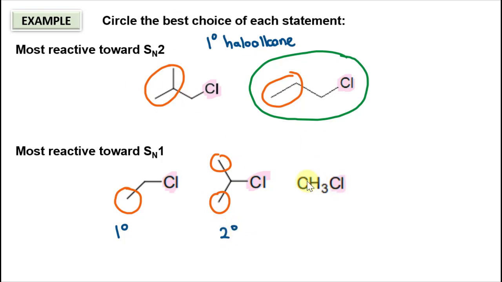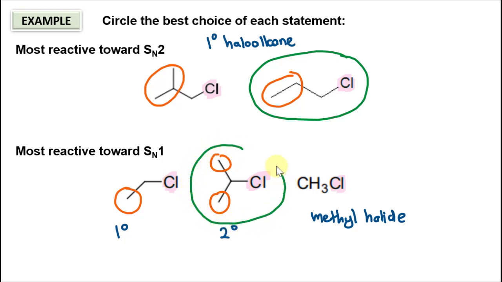And then here, this is the carbon bearing the halogen, and there is no alkyl group attached to it, so this one is the methyl halide. So we have a methyl halide, primary and secondary. The one that is most reactive towards SN1 will form the most stable carbocation among these three compounds, which is the secondary carbocation. So the secondary haloalkane here will give the most stable carbocation compared to the primary and the methyl carbocation. So this one is the most reactive towards the SN1 reaction.